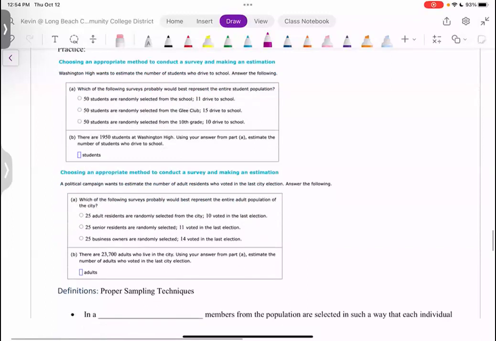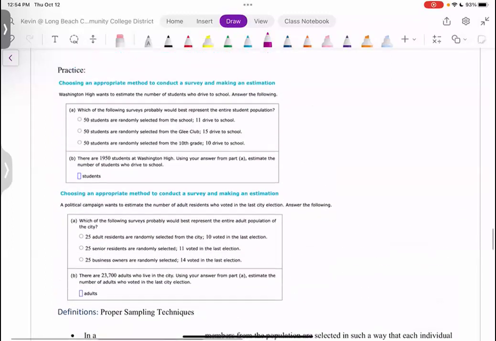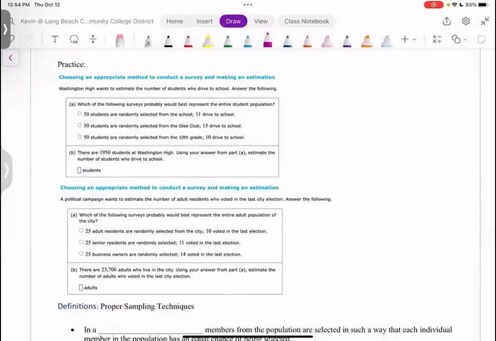Let's practice. Washington High wants to estimate the number of students who drive to school. Answer the following. Which of the following student surveys probably would best represent the entire student population? 50 students are randomly selected from the school. 11 drive to school. 50 students are randomly selected from the Glee Club. 15 drive to school. 50 students are randomly selected from the 10th grade. 10 drive to school. Well, if we look at the original statement, it just wants the school population.